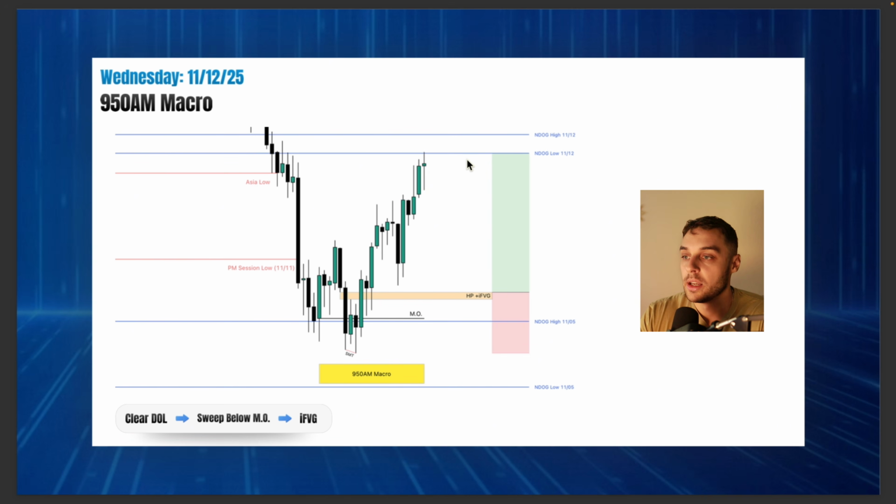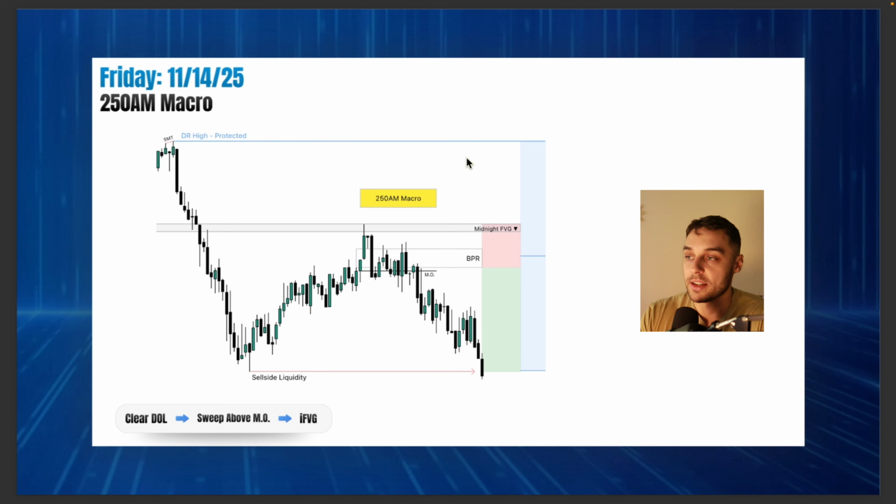Okay, so forward, we're skipping ahead to Friday. There was nothing really from Thursday I wanted to mention. Okay, Friday, November 14th, we're in the London kill zone, the 2:50 to 3:10 a.m. macro window. And this is textbook for continuation, again, with the protected high, protected low logic, as many of you guys probably saw in that video.